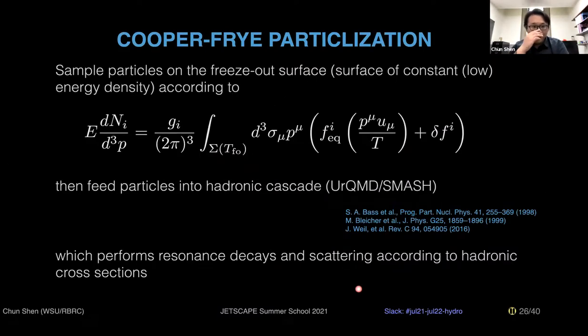The procedure of converting fluid cells into particles goes through the so-called Cooper-Frye particlization procedure, which in a nutshell tries to conserve energy and momentum from the fluid cells into particle samples. This is the exact formula for how you can do it. I will not go through this, but I think Song Yang also mentioned yesterday how to sample particles from these thermal distributions in the Monte Carlo lectures.